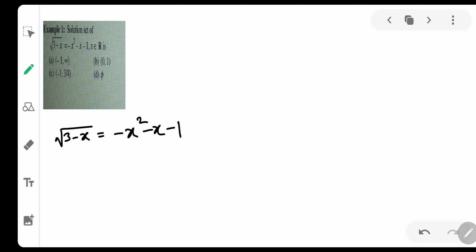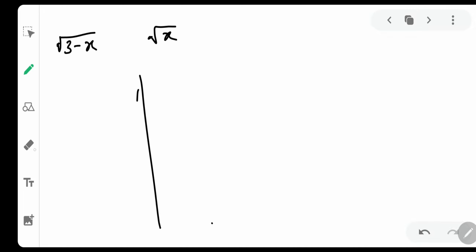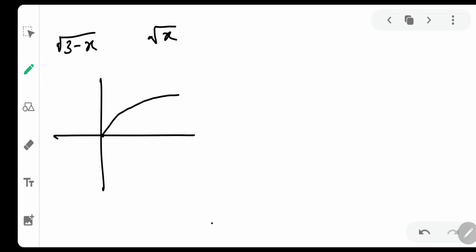But I am here to explain the graphical approach because I love the graphical approach. That is why I will be providing you the graphical approach to this particular question. Okay, so first of all I need to make the graph of root of 3 minus x. Before that I will make the graph of root x. So what is the graph of root x? Let me draw that over here.